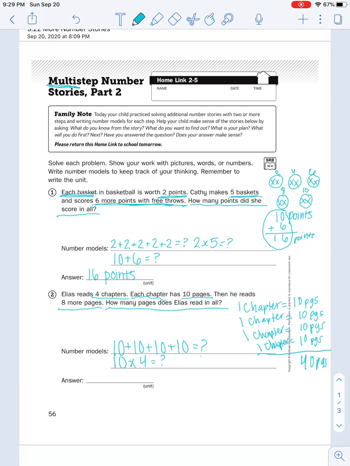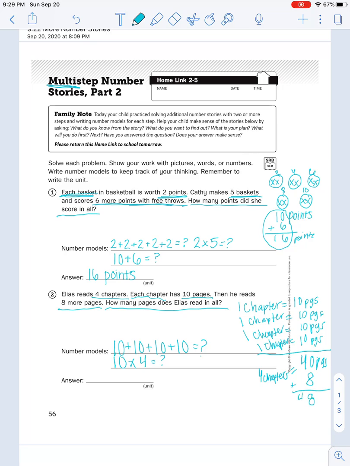But that's just in my 4 chapters. So 4 chapters equals 40 pages. Okay, but I'm not done yet, because then it says, then he reads 8 more pages. So after he reads those 4 chapters, he then reads 8 more pages after that. Okay, so all I would need to do is add 8 more pages to my already total of 40 pages from those chapters to find out my answer.